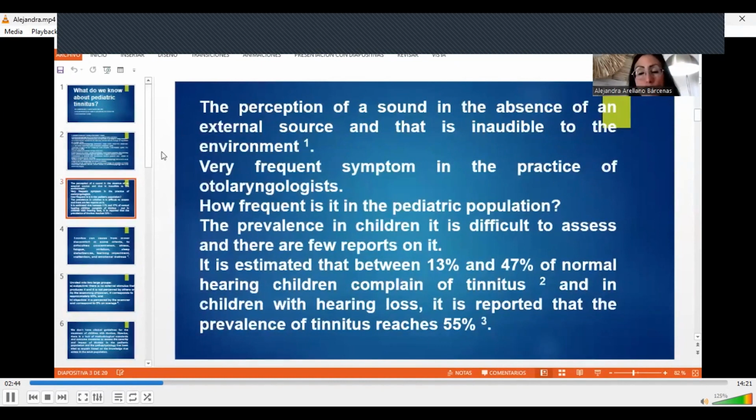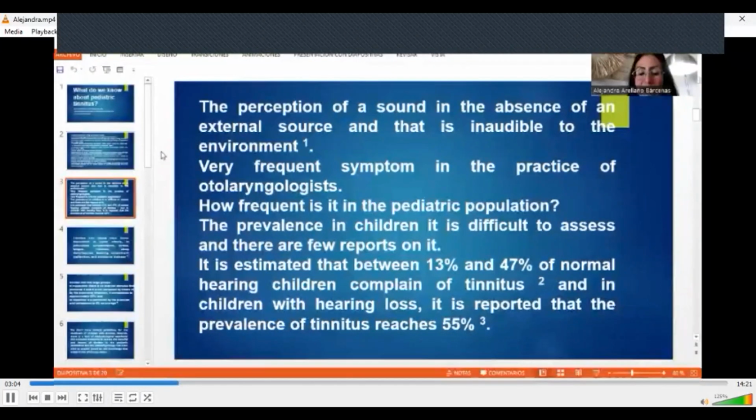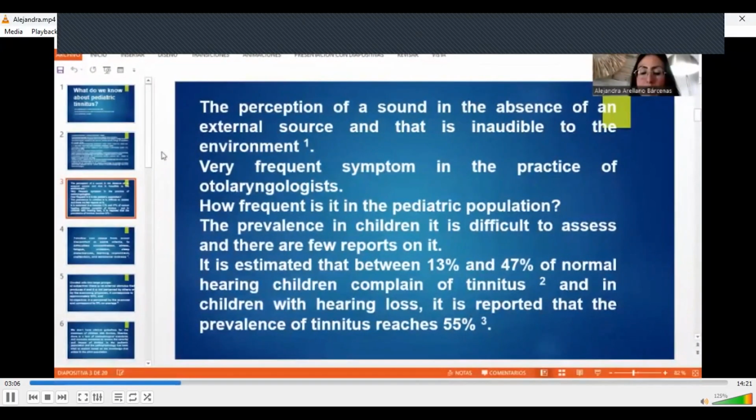I would like to mention first that I have treated 4 to 5 pediatric patients with tinnitus in the last 10 months, which is why I was concerned about doing this review. First, I would like to tell you that we define tinnitus as the perception of a sound in the absence of an external source, and it is inaudible to the environment.